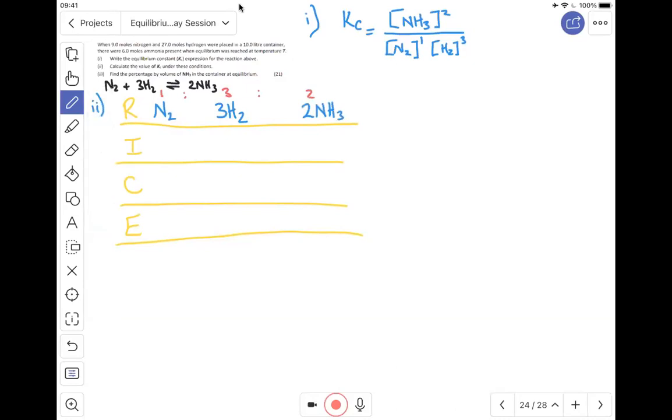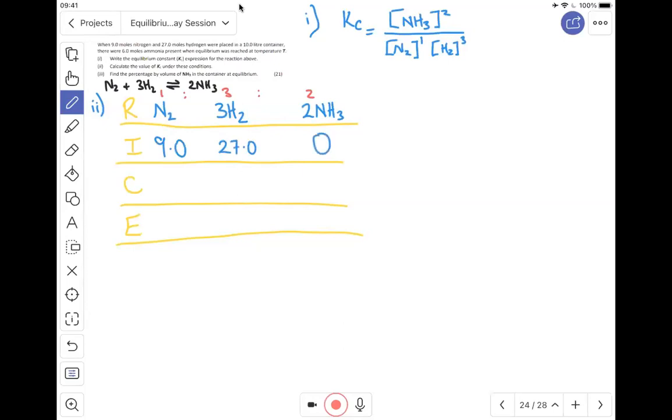I stands for initial. Another word for initial is start. So you write down the concentrations that you start with. So it tells us in the question that we have 9.0 moles of nitrogen, and we have 27.0 moles of our hydrogen. Now, at the start of any reaction, there will be 0 moles of your product.